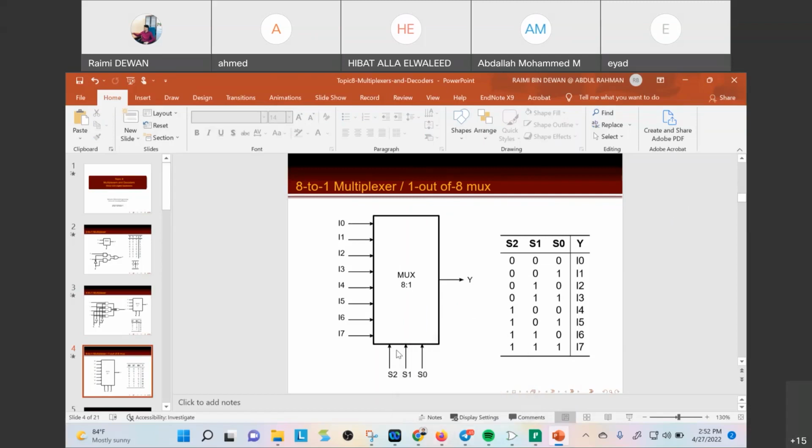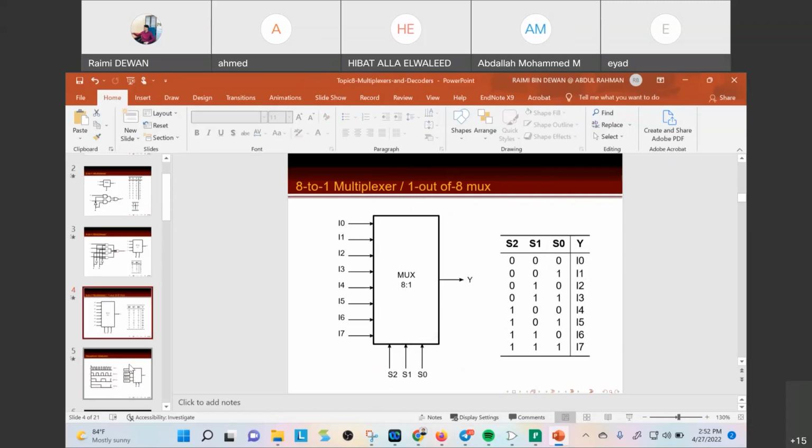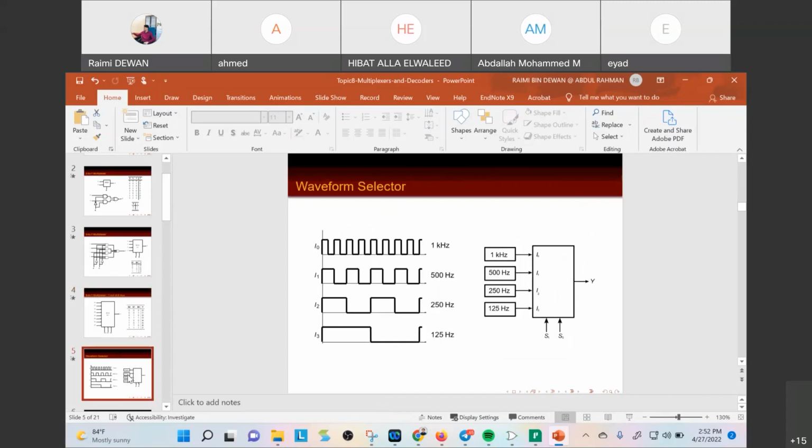Okay, and for example, if it's 001, it will choose I1. Okay, 001, it will choose I1. Okay. So this one is just the extended version. Please ask if you don't understand, because it's actually been elaborated in detail in my videos that I ask you to watch. Then I also explain about this. Okay, so the waveform selector.